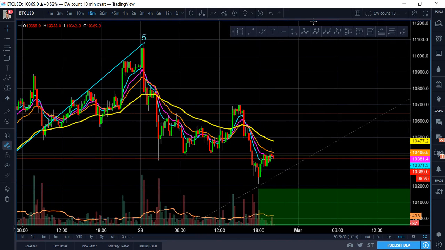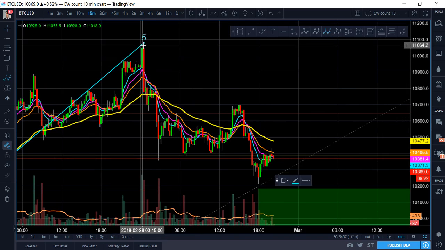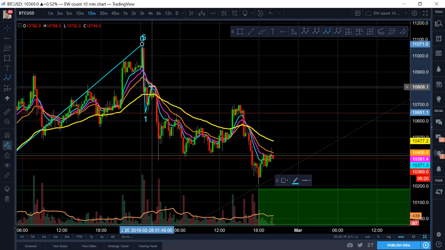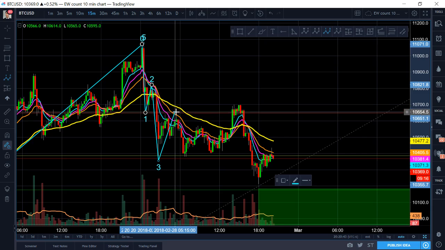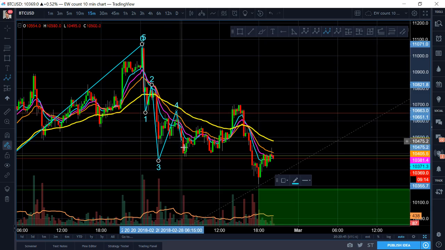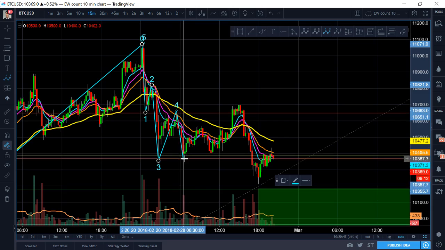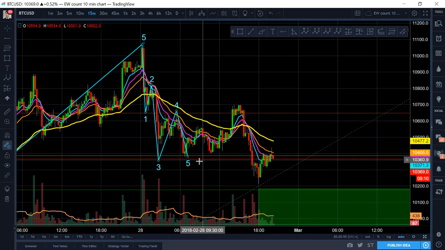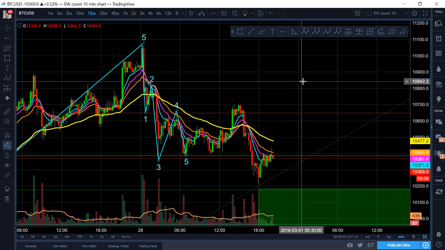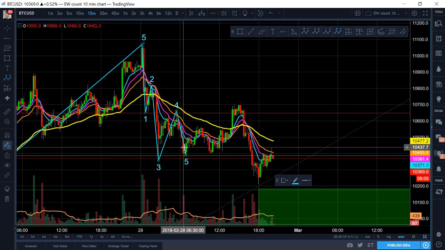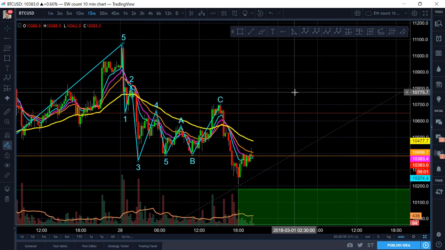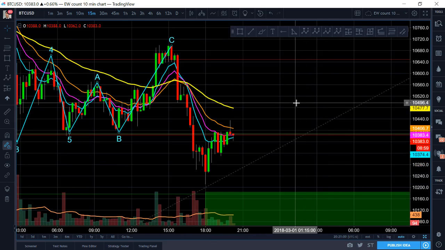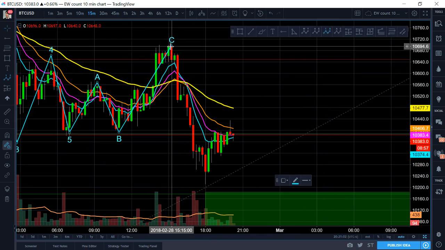Now that I've changed up my counting to 1, 2, 3, this is 4, and this whole region is 5, with the truncated fifth wave. A double bottom, we can call it. And then what ended up happening was this made an ABC, just like that. And now, I don't know 100% if this is over yet.